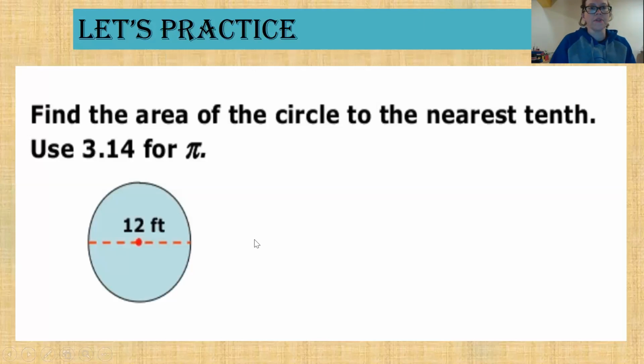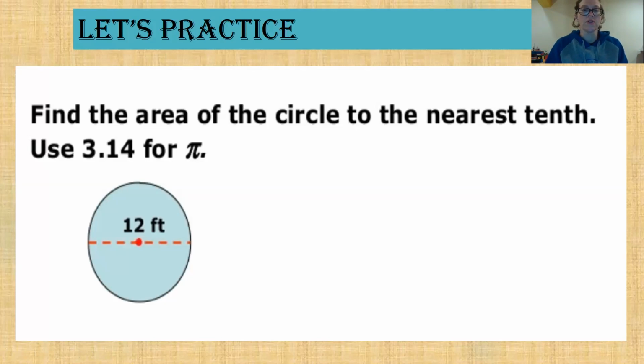Let's practice. Since now we have our diameter instead of our radius. Okay, so we have the diameter is 12 feet, and we need to find the area of the circle to the nearest tenth. Okay?